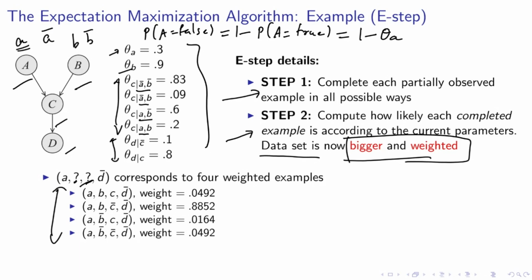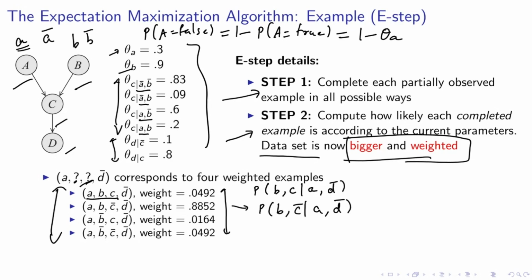Since the data point has missing values for B and C, it can be completed in 4 ways. Once we have figured out the completions, we will compute how likely each completed example is, and that will be the weight associated with that example. So how likely is this completion? The likelihood of that completion is nothing but P of B, C given A comma D bar. A and D bar are known. Similarly, the weight associated with the second point is B comma C bar given A comma D bar.